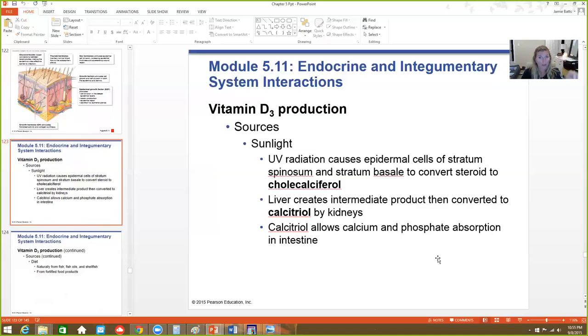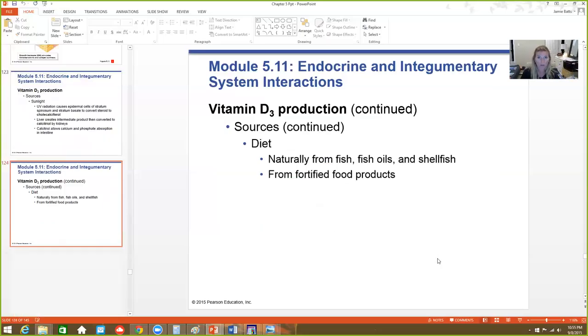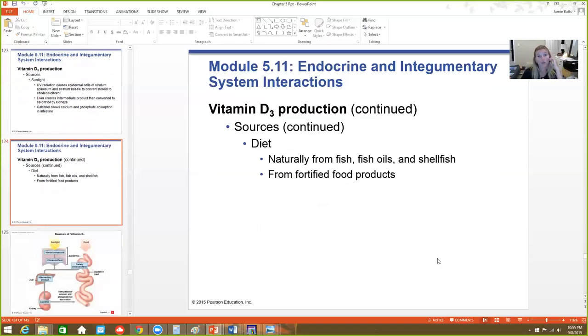So it's super important that your body efficiently makes vitamin D3 from the sun. You can also get it naturally from fortified foods. That's why a lot of calcium products are also vitamin D fortified, so that calcium and vitamin D can just come in together. But you can get it naturally from fish, shellfish, etc.